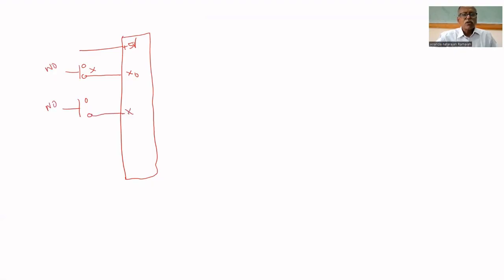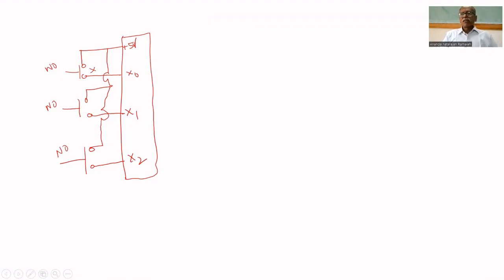This is connected to X1. This is connected to 5 volt. This is also connected to 5 volt. This is the connection diagram. X0, X1. Then X2 is there for jogging purpose. That is also another push button, normally open, connected to X2, and also connected to 5 volt. That's all. This is the connection diagram in the input module.